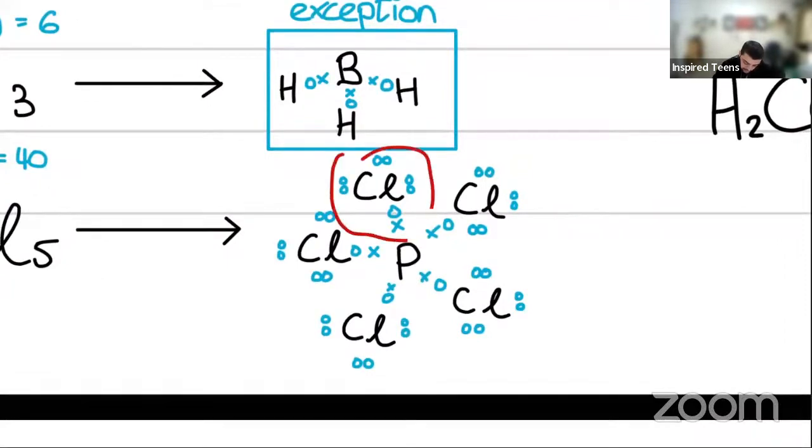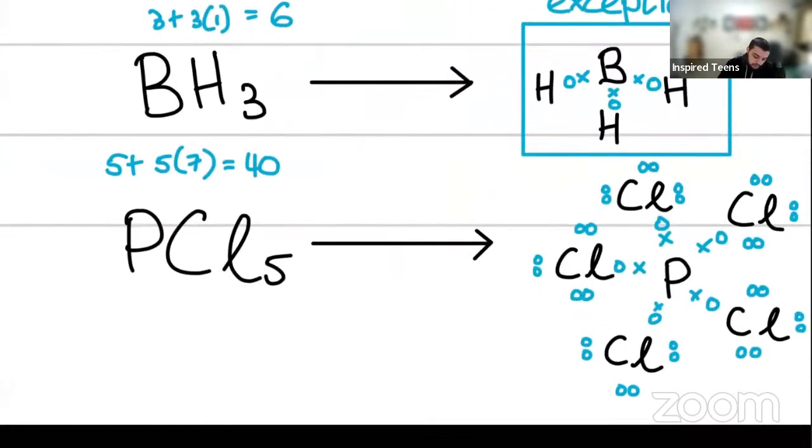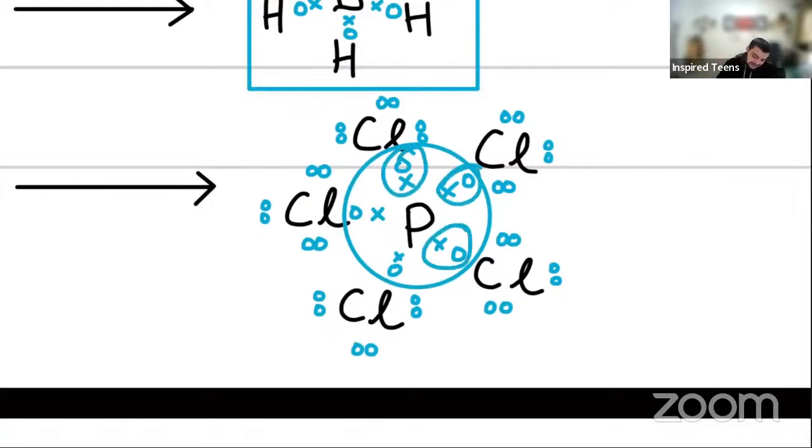This should be 8, that should be 8, that should be 8, that should be 8, that should be 8. So 8 times 5 essentially is 40. So we've gotten to a point where we've used up all of our valence electrons. But now, if we consider our central atom, phosphorus, it has 2, 4, 6, 8, 10 valence electrons.